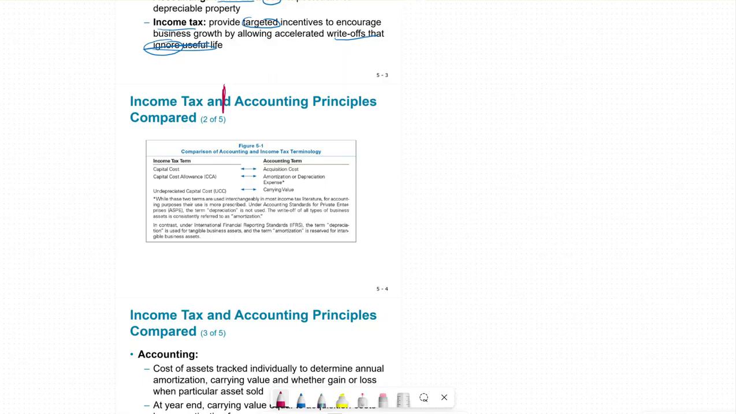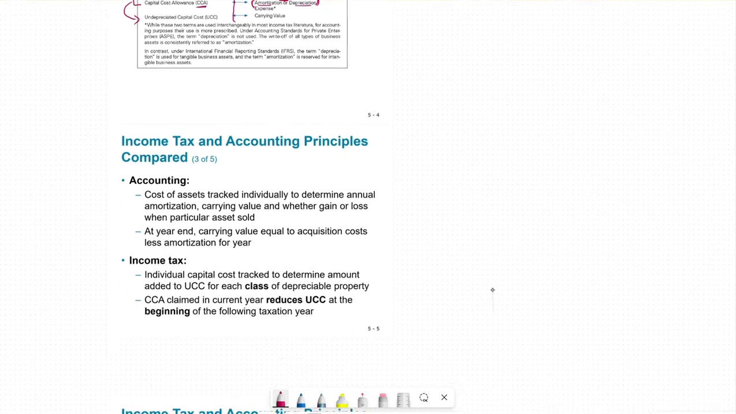When you purchase an asset, there is the cost, and then we amortize or depreciate the asset. The difference between the two is my carrying value. The terms used under income tax: here the cost is called capital cost, minus the amortization or depreciation, which we call CCA. The difference between those two numbers we call undepreciated capital cost, UCC. So that's the terminology we use when comparing accounting to income tax.